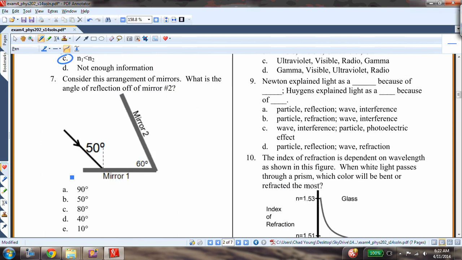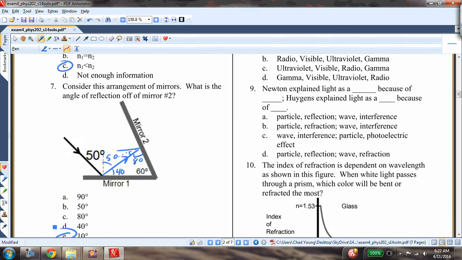What is the angle of reflection from mirror 2? Well, let's see here. So I get an angle of 50 degrees here. That means this is 40 degrees, 40 and 60, so this has to be 80 degrees. So if that's 80, this incident angle is 10 degrees, and so the reflected angle is also 10 degrees.